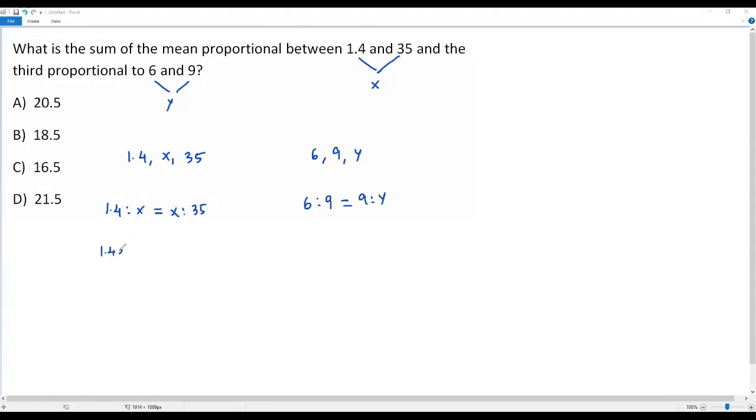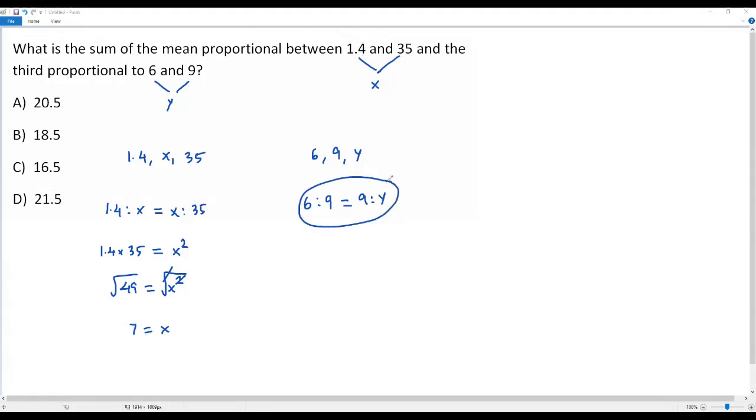Now let's write the product of extremes and the product of means. That is 1.4 times 35, the product of extremes. And on the right side we have the product of means, which means multiplying the middle two terms, x times x, which is x square. When I multiply 1.4 and 35, I get 49 equals x square. Now let's take the square root on both sides. The square root and square cancel out, and the square root of 49 is 7. So x is 7. Now I have the mean proportion between 1.4 and 35, that is 7.